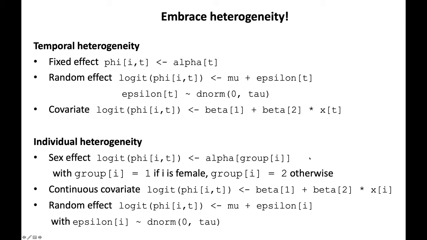Okay, and last, you can use individual random effects to account for individual heterogeneity. So it's the same thing as a time random effect, except that now we have an individual index here, I, but it's the same idea. You have an epsilon, a random effect indexed by the individual, distributed as a normal distribution with mean zero. And this parameter here, the precision or the variance, captures the individual heterogeneity, the individual to individual variation in your mean survival.